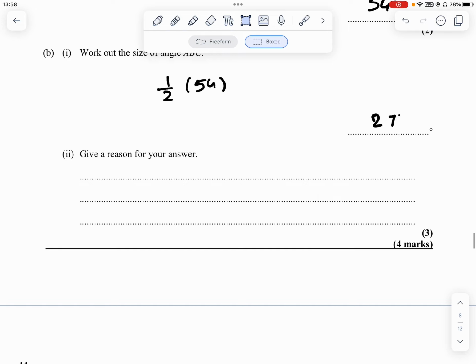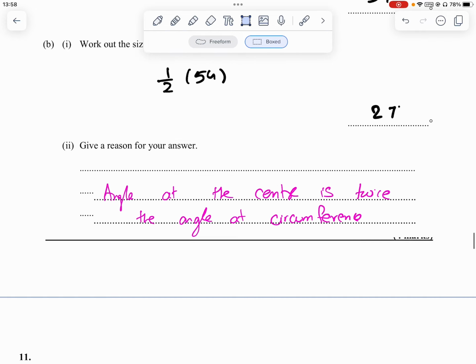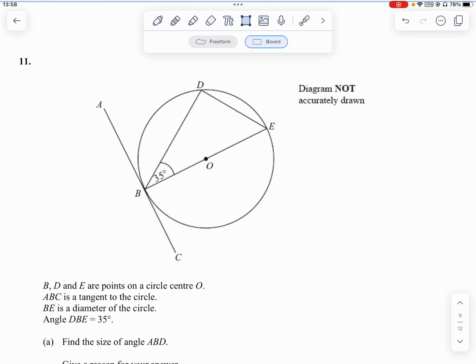Angle at the center is twice the angle at the circumference. Question number 11. B, D, E are points on the circle. ABC is a tangent. BE is the diameter. DBE is 35. Find the angle ABD.